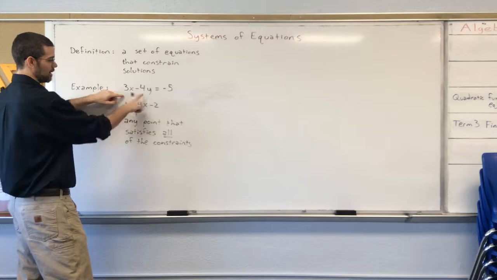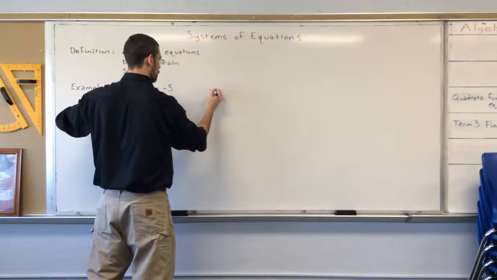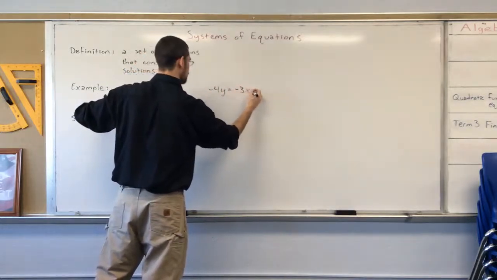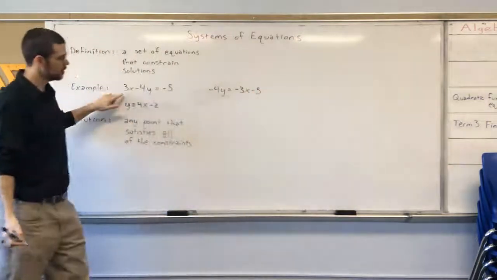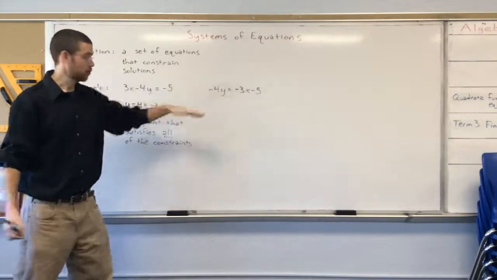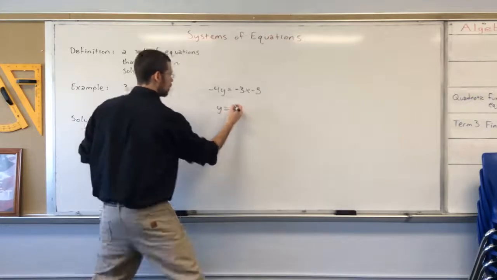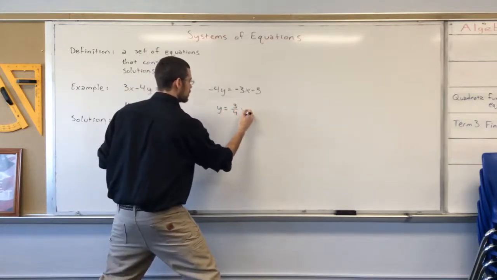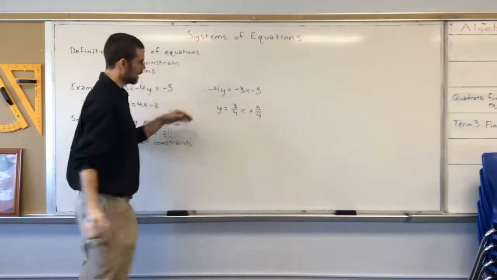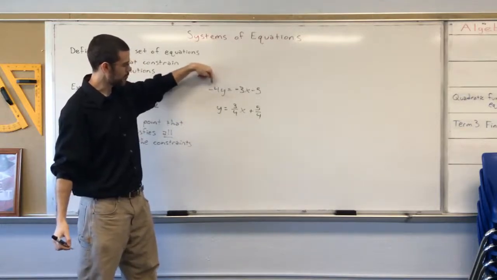In order to do that, we have to isolate y. So we're going to subtract 3x, and we get negative 4y equals negative 3x minus 5. Then we need to divide by negative 4 because that will undo the multiplication. So we get y equals 3/4 x plus 5/4. How is that? Well, negative 3 divided by negative 4, negative divided by negative is positive.